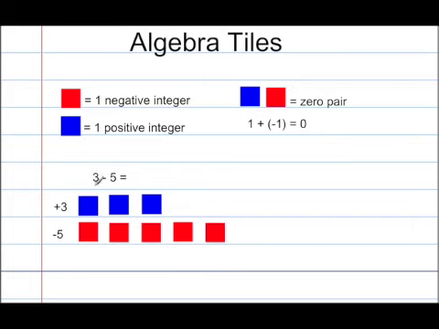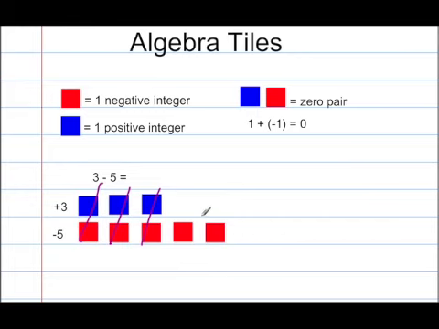So we have positive 3, so I'm going to say 1, 2, 3. We have negative 5, so I'm going to put 5 red tiles. 1, 2, 3, 4, 5. So how many 0 pairs do I have? Remember, it's when I can find a blue and a red. So that simplifies to 0, 0, 0.